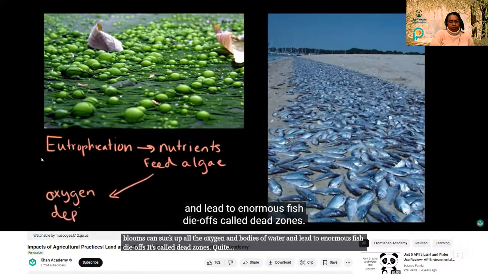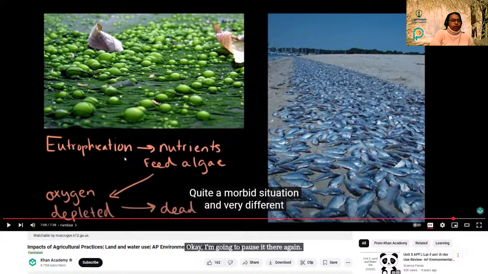Okay, I'm gonna pause it there again. All right, you need to know this word eutrophication. So you might want to write that one down.